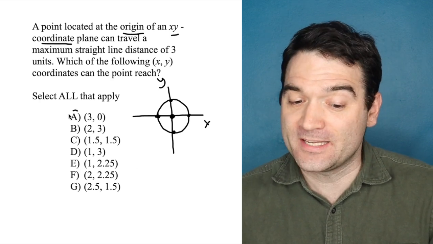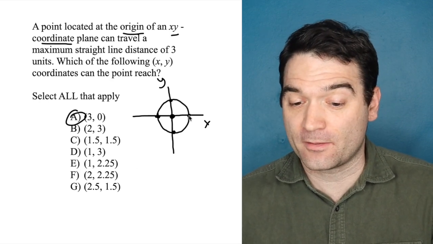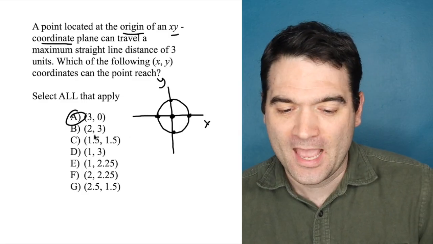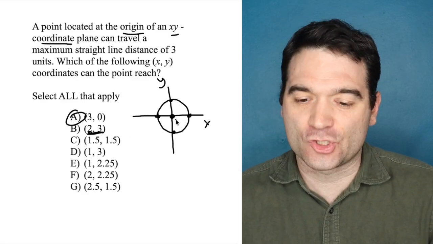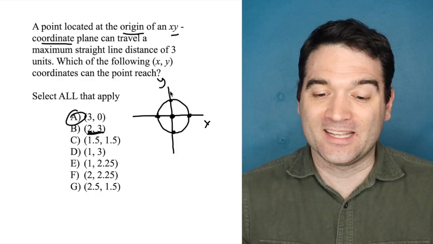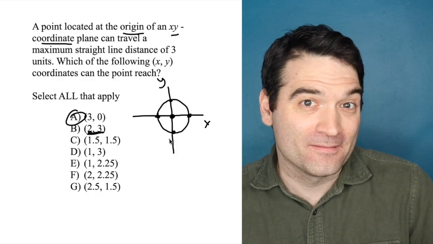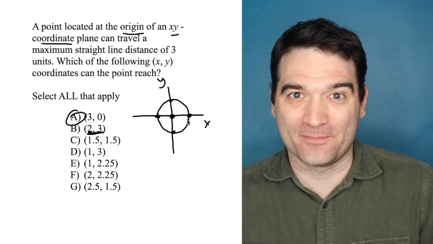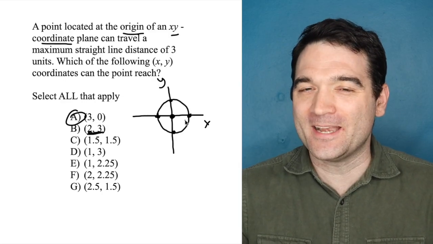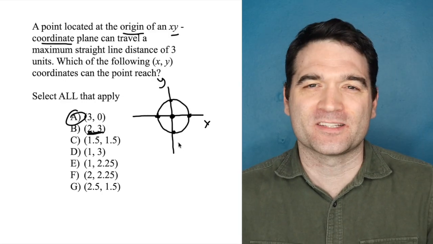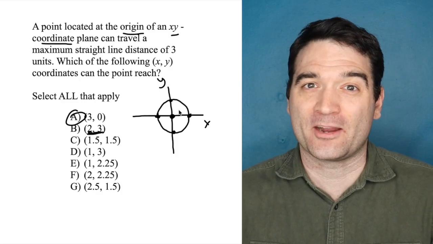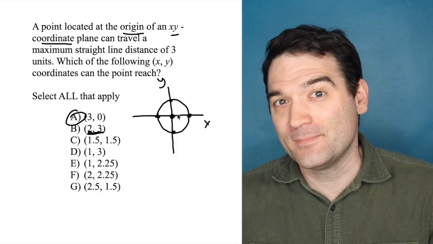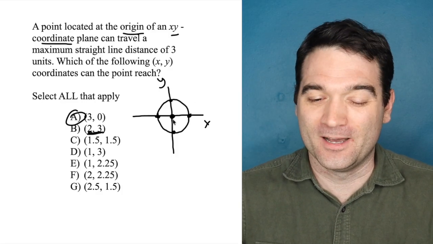Well, first things first, it can definitely reach the point 3, 0, right? 3, 0 is right there. So that's good. How about the point 2, 3? Well, the way to figure out a straight line distance in a coordinate plane is actually with the Pythagorean theorem. You thought I was going to say distance formula, right? And here's the thing, and I don't want to get too much into this. The Pythagorean theorem is the distance formula, and the distance formula is the Pythagorean theorem. If you want to see why, maybe comment on this video, and I can do a follow-up.